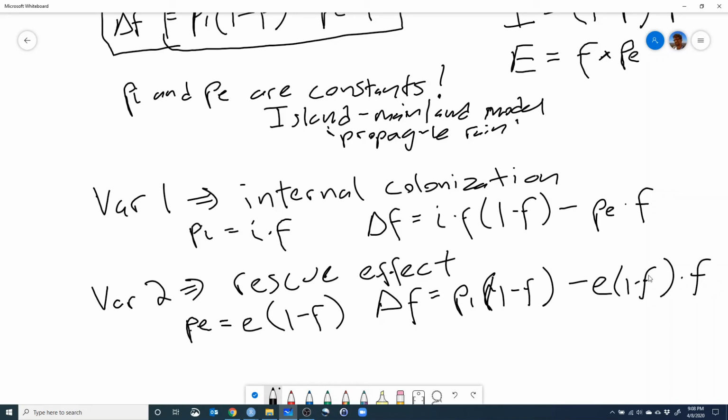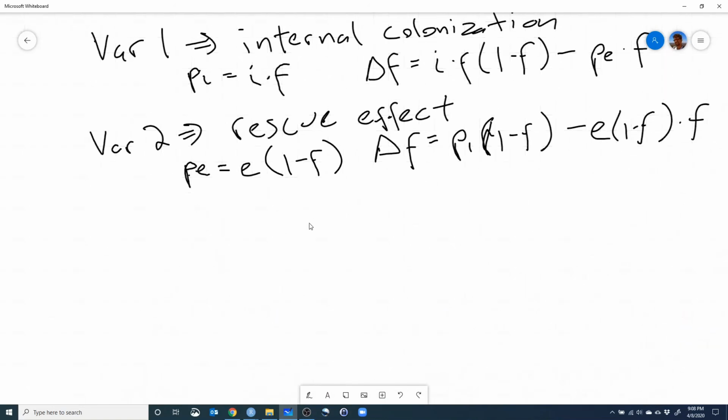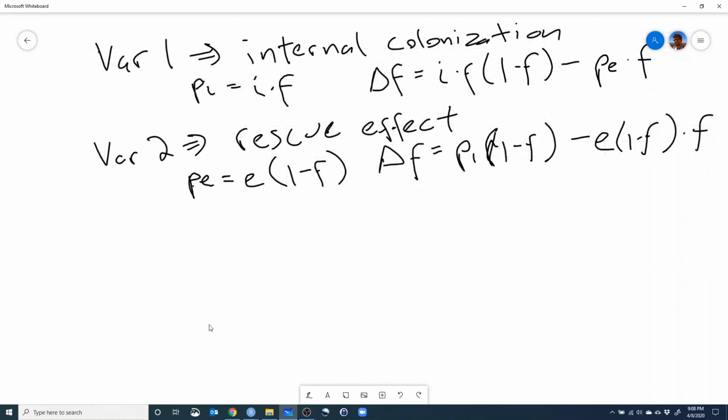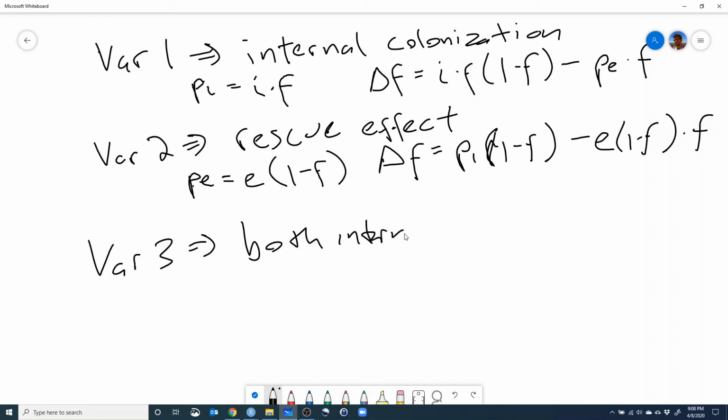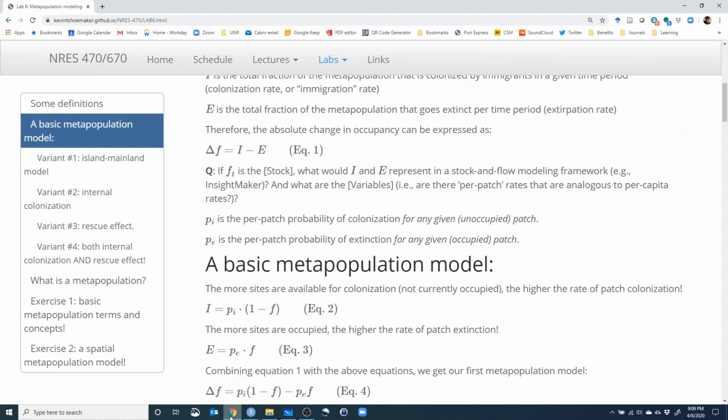Now you could put both internal colonization and rescue effect in this model, and I won't write out the whole thing, but I'll just mention that there is a variant here. Variant 3 is both internal colonization and rescue effect. And you will be able to play around with this model in Insight Maker. All right, let's go back to the lab.